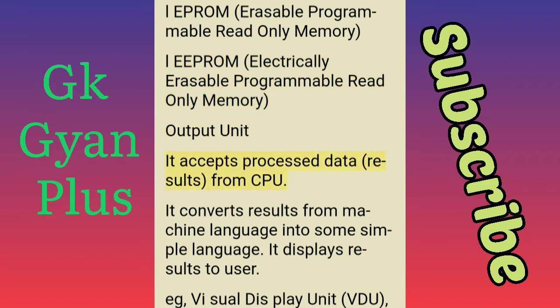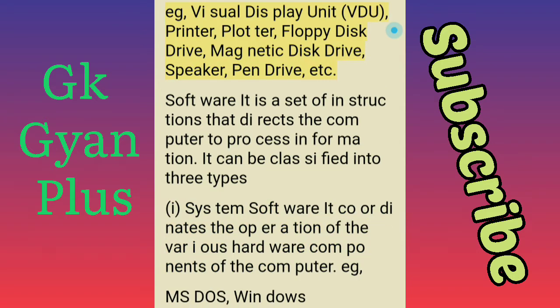Output unit. It accepts processed data, results from the CPU. It converts results from machine language into some simple language. It displays results to the user. E.g., Visual Display Unit, VDU, printer, plotter, floppy disk drive, magnetic disk drive, speaker, pen drive, etc. Software. It is a set of instructions that directs the computer to process information. It can be classified into three types.